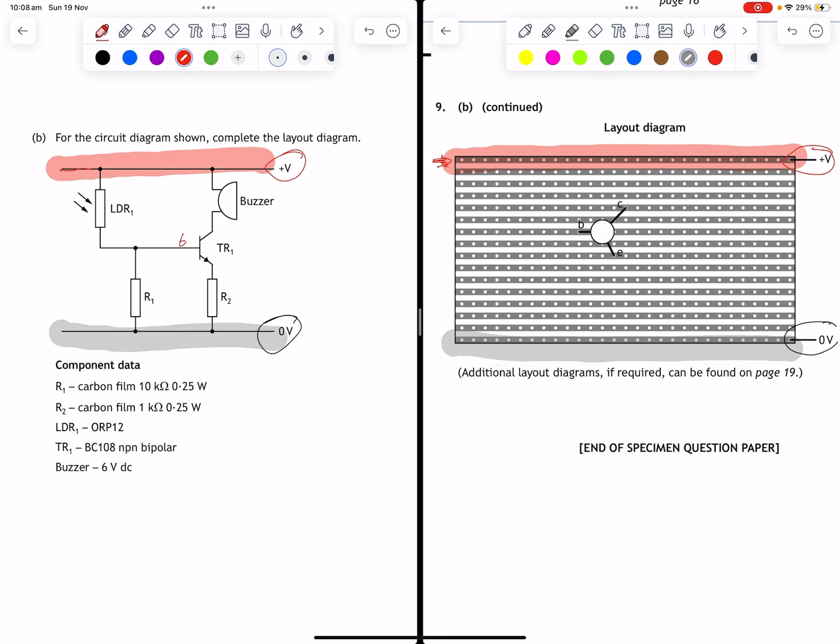Base, collector, emitter. And you have to methodically go through this. So what you do is take each component one by one and think, where is that component going from each row? To start this, I'm going to start feeding out from the transistor, the main component.